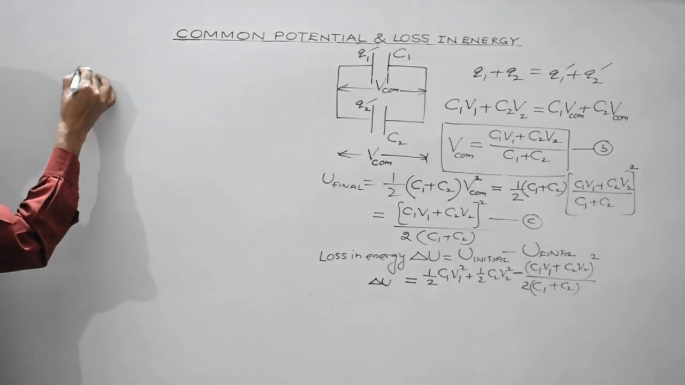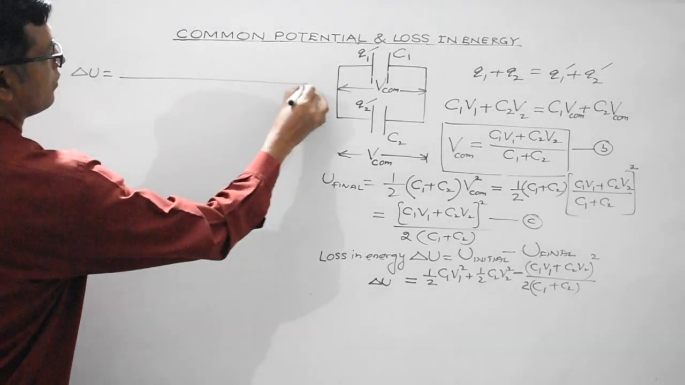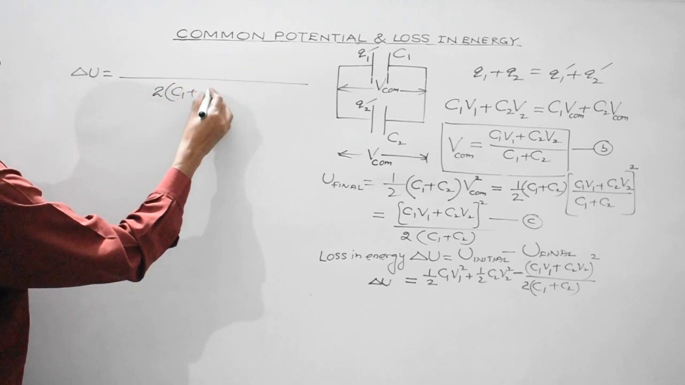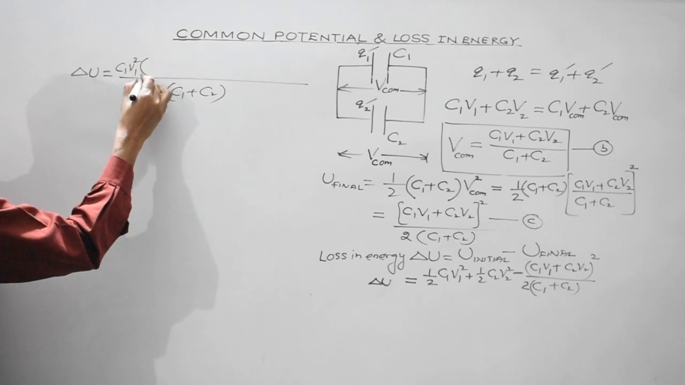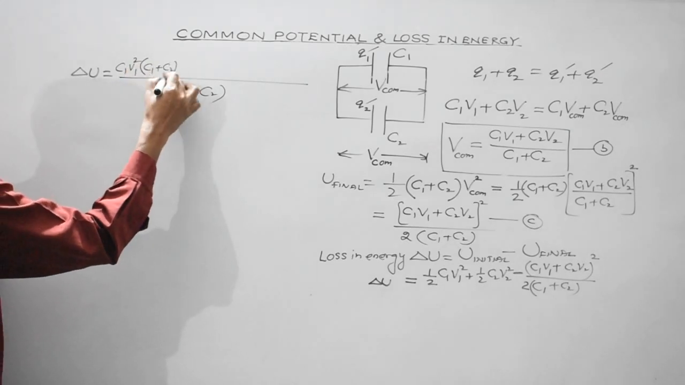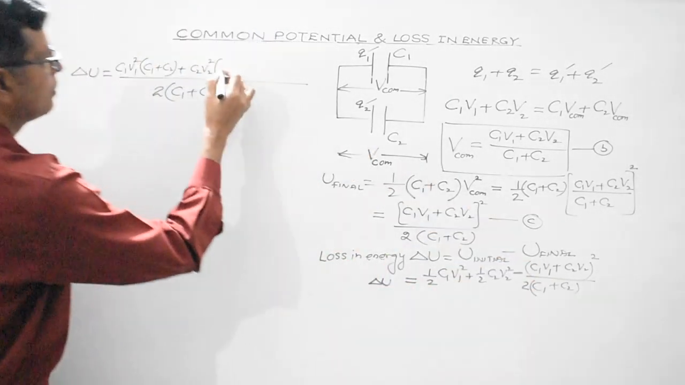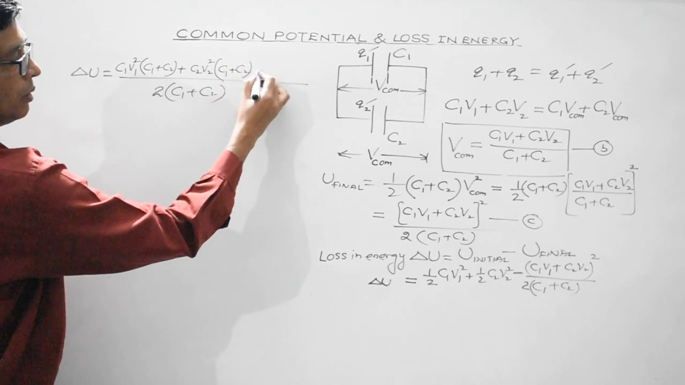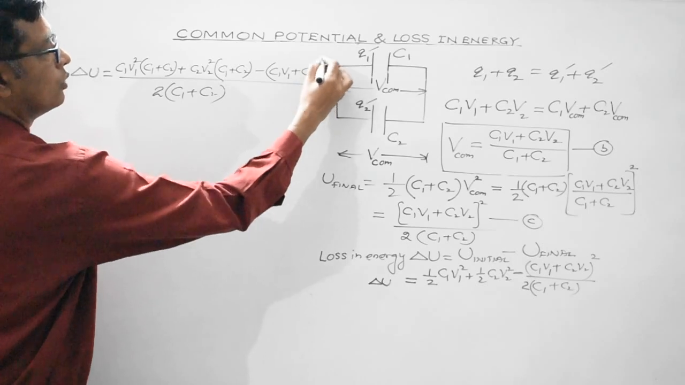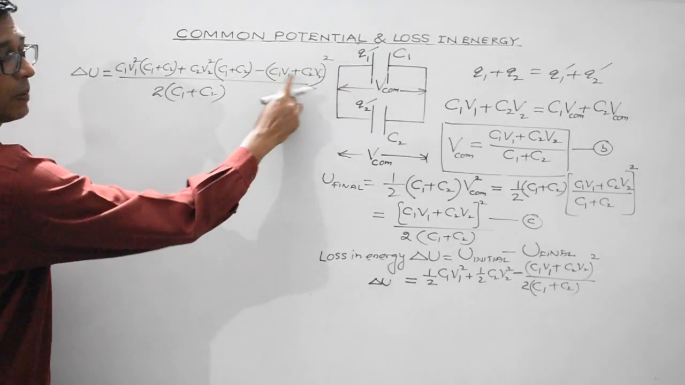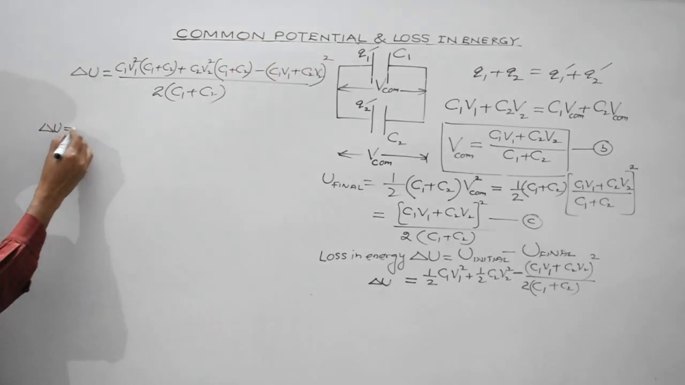So, del U. LCM can be taken. LCM is twice C1 plus C2, isn't it? So C1 V1 square will get multiplied by C1 plus C2, plus C2 V2 square will again get multiplied by C1 plus C2, minus C1 V1 plus C2 V2 whole square, isn't it? It can be expanded. It's in the form of A plus B whole square. So what we get is del U is equal to, let's open the bracket.